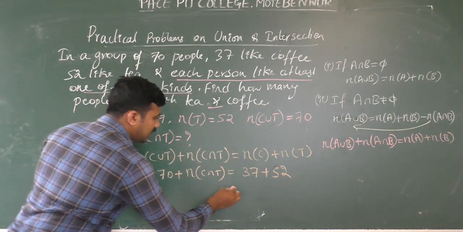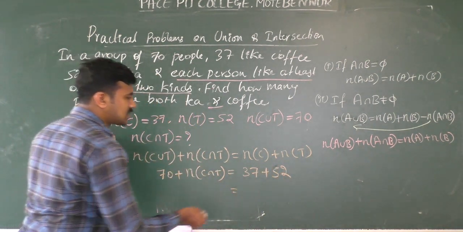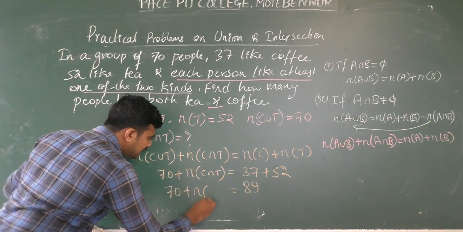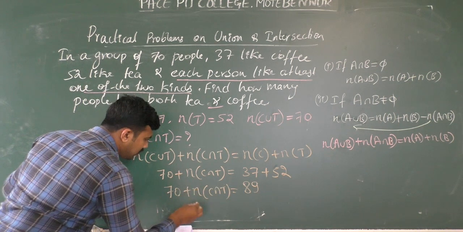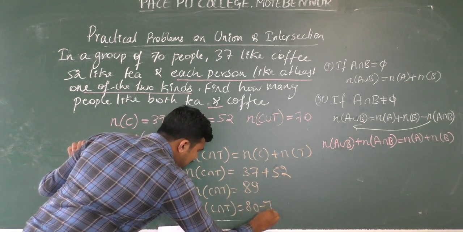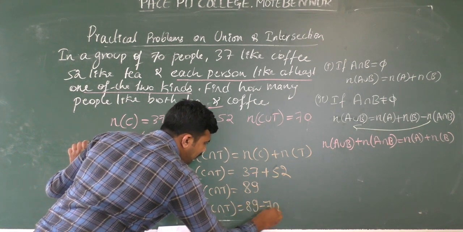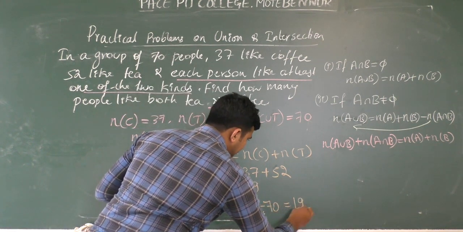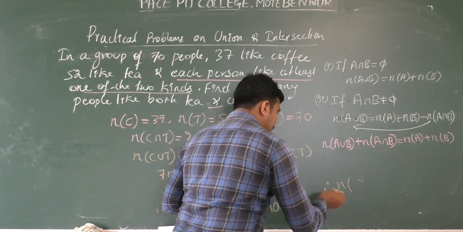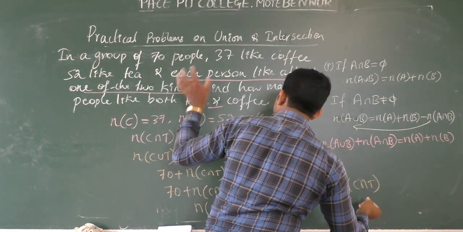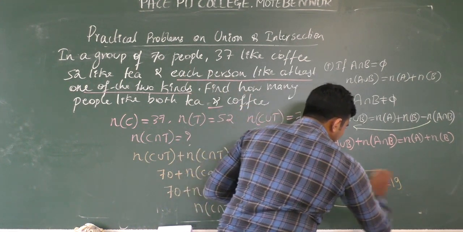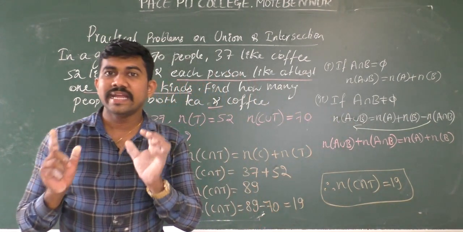So now 52 plus 37, that is 89, and here 70 plus n of C intersection T. So n of C intersection T is nothing but 89 minus 70, that is 19. Therefore, 19 people like both tea and coffee in the given group of people.